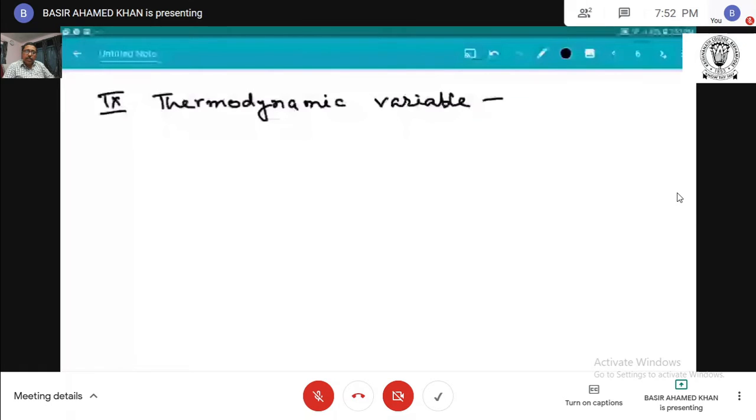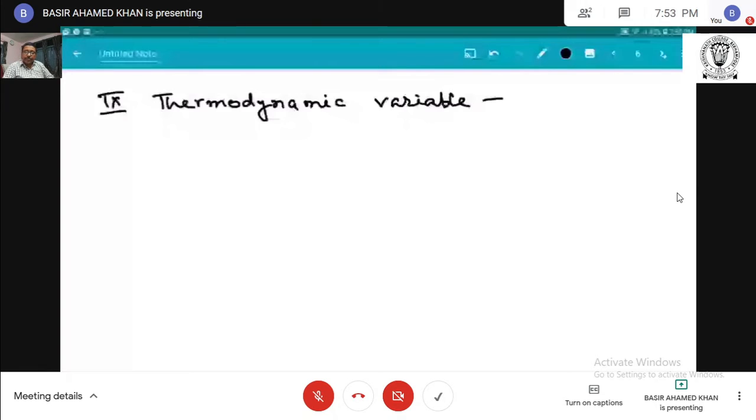Now, in our syllabus, we mainly describe a gaseous system or any liquid thermodynamic system. So we need mainly three parameters: one is pressure, one is temperature, and the other is volume. These are the parameters to describe a thermodynamic system.